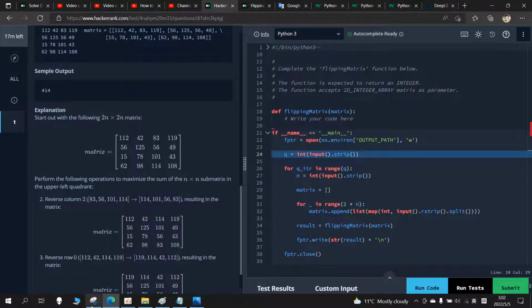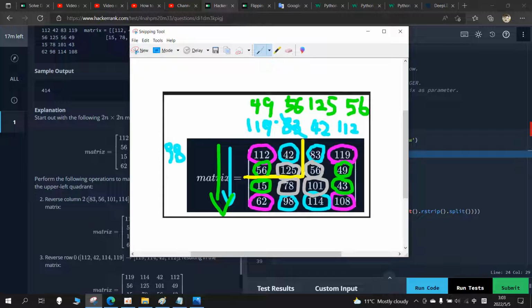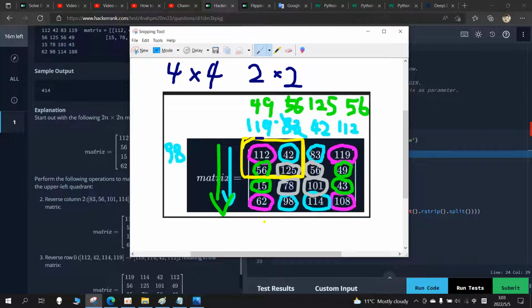Why? To get 414, maybe I can quickly explain, because the only thing we need is just a corner. Suppose this one is a 4 into 4 matrix, and we need to find the 2 into 2. This is 2 and n is 2, right? So 2 into 2, the upper left quadrant. Our target is to first maximize each element of this 2 times 2 matrix here, as circled in yellow. We first make each of these 4 values, as you can see here, maximized. And then we need to get the sum of the maximized values, right?